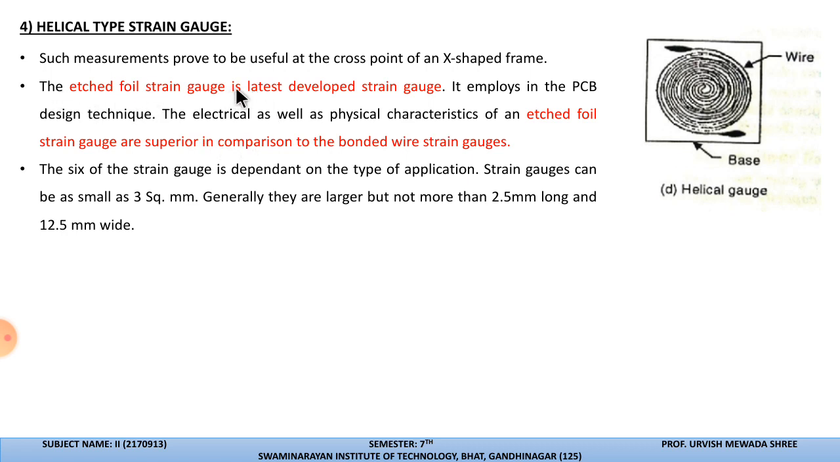The etched foil strain gauge is generally the latest development in strain gauges, and such a strain gauge also employs PCB design techniques. The electrical as well as the physical characteristics of the etched foil strain gauge are basically very superior in comparison to the bonded wire strain gauge. So we can use this type of strain gauge for industrial purposes to measure the strain and stress applied.